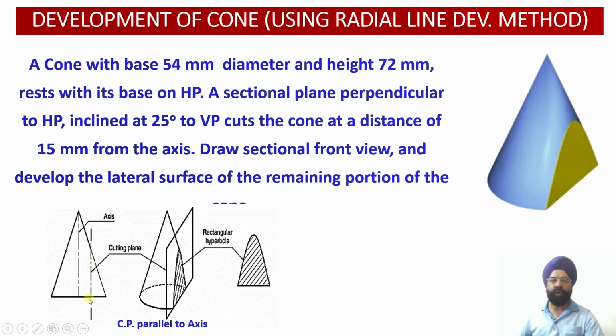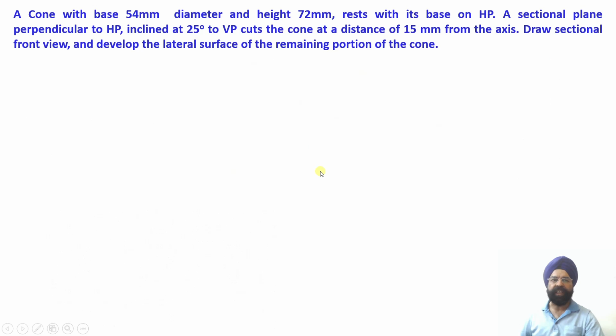So if a cone is cut by a cutting plane which happens to be parallel to the axis of the cone, then the resultant shape of the cut section will be that of a rectangular hyperbola. So we are required to work out the sectional front view and develop the lateral surface of the remaining portion of the cone. Now let us start working out the projections of the cone, and then we will see how the cutting plane cuts this particular cone.